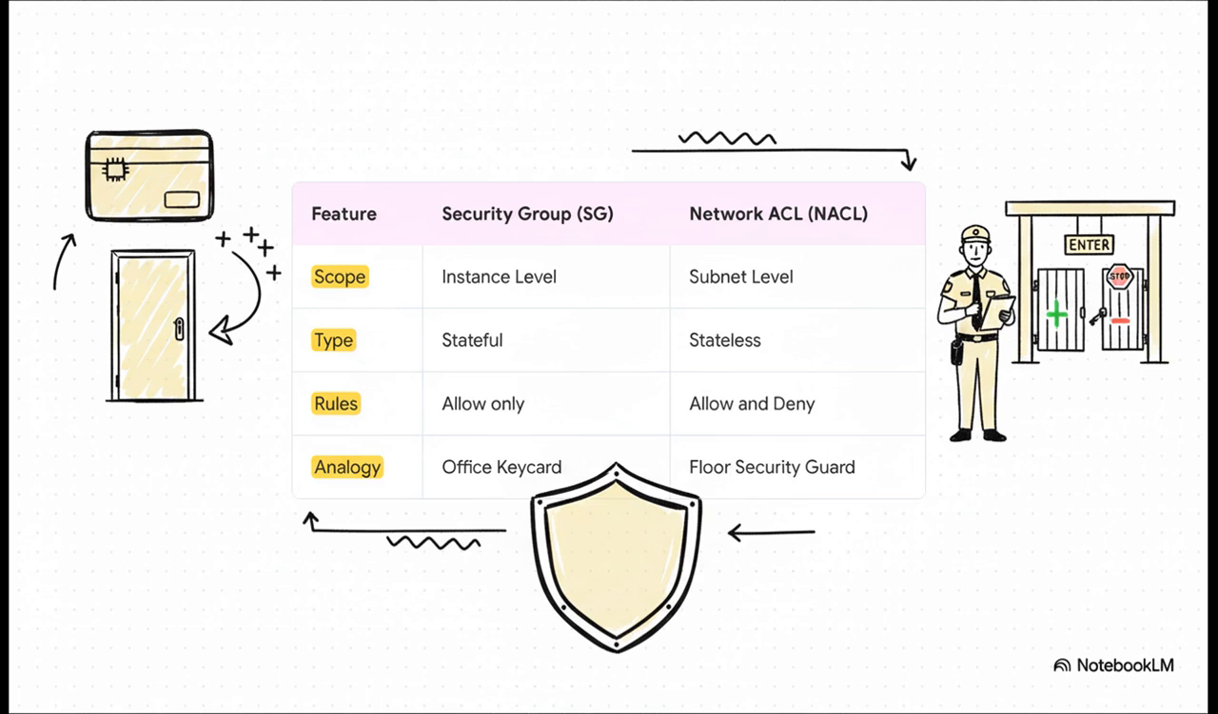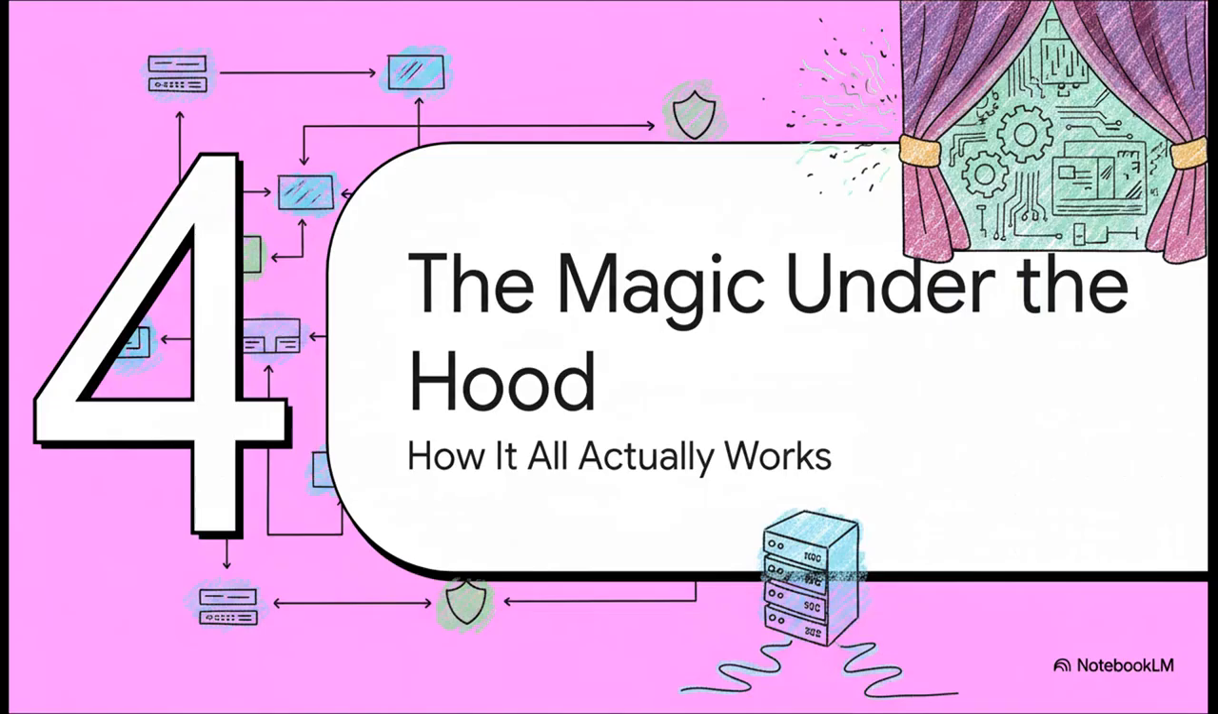A security group is like a keycard for a single office door. It protects one thing at a time, and its rules are allow only. A network ACL is the security guard for the entire floor. It protects the whole subnet, and its rules can be both allow and deny. Honestly, you'll use security groups 99% of the time, but NACLs are there if you need that extra belt and suspenders layer of defense. Okay, so we've designed this amazing virtual network.